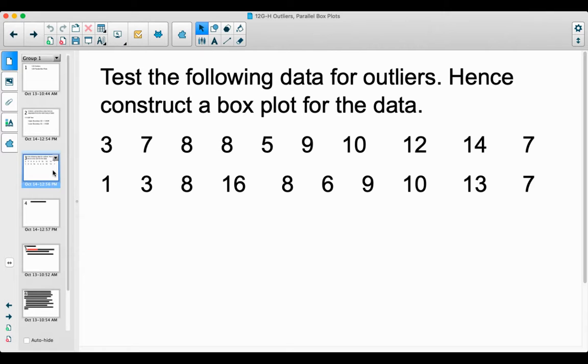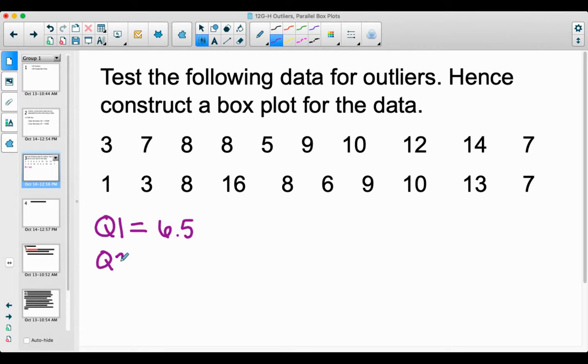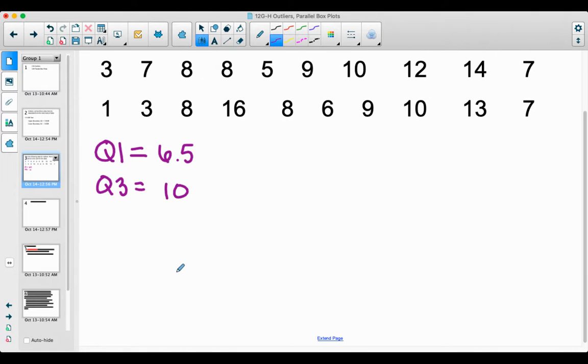and then let's just take a look at an example and determine if we have outliers. So first thing I would do is enter this data set into your graphing calculator, your GDC, and run your one bar stats. And if you scroll down, just like we did with box and whisker plots, your Q1, you will notice, is 6.5, and your Q3 is 10. And those are the two things that we need to know to find our two boundaries.